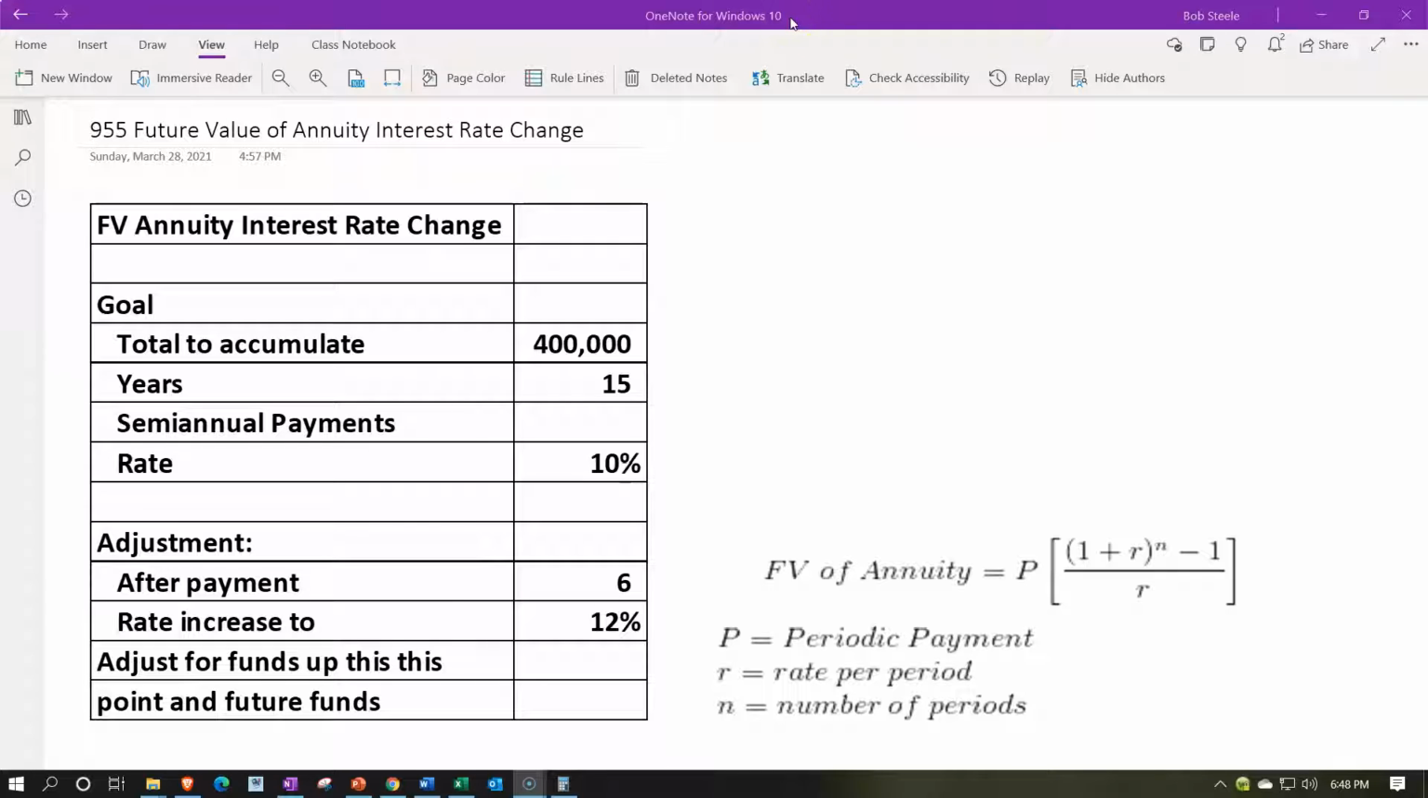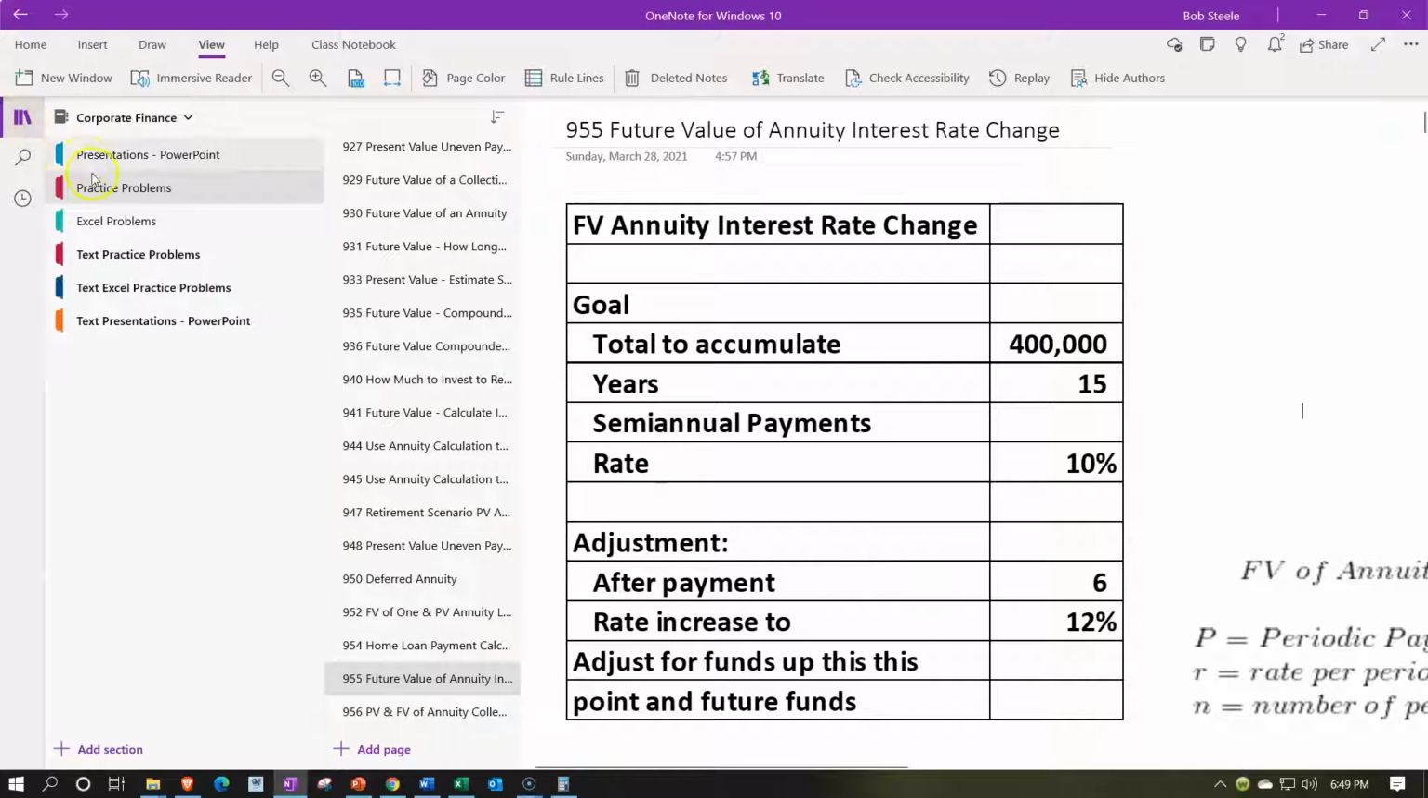Here we are in OneNote. If you have access to OneNote and would like to follow along, you're not required to, but if you would like to, we're in the tab on the left-hand side. We're in the practice problems and down in the number 955 future value of annuity interest rate tab.